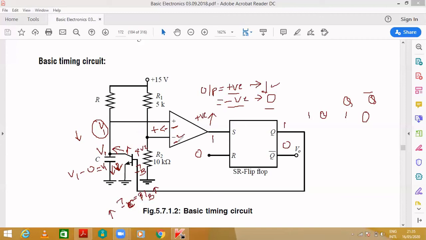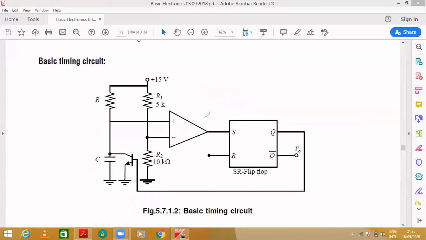When the inverting terminal is dominating, obviously the output will become 0. So when the output becomes 0, it is because the capacitor starts discharging, and whatever current there is will discharge through to the ground. Then this point will decrease.